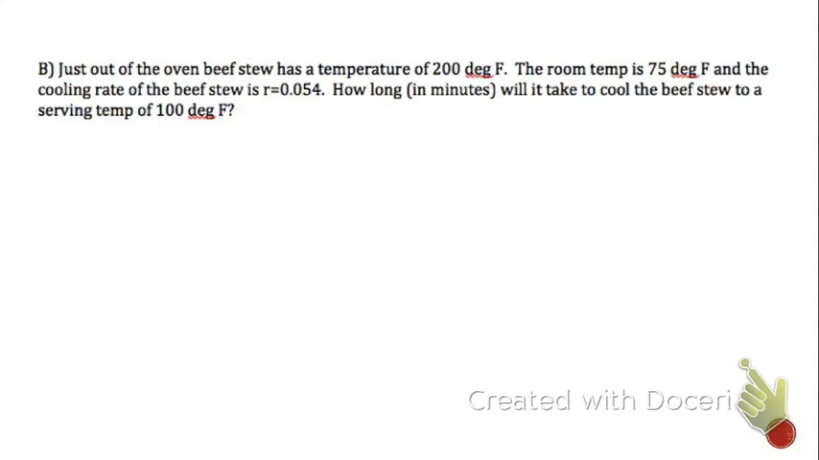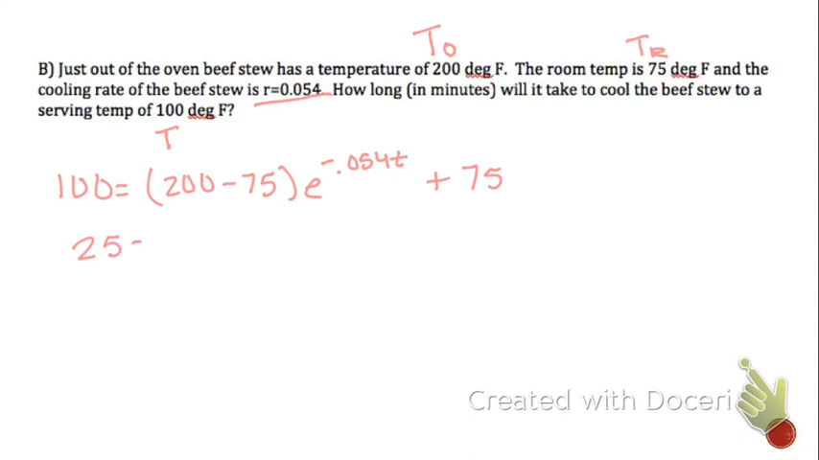The last one. Just out of the oven, beef stew has a temperature of 200 degrees Fahrenheit. The room temperature is 75 degrees Fahrenheit, and the cooling rate of the beef stew is r equals 0.054. How long in minutes will it take to cool the beef stew to a serving temperature of 100 degrees Fahrenheit? So again, my first step is to identify my variables. All right, and then I'm going to plug them right into my formula.